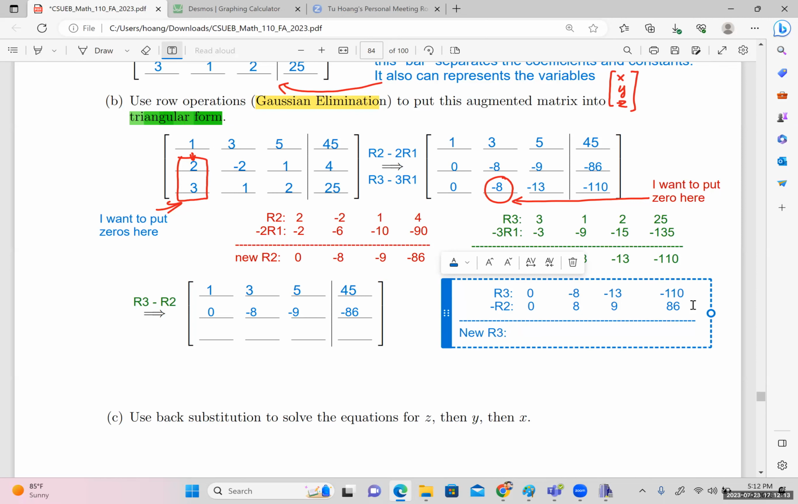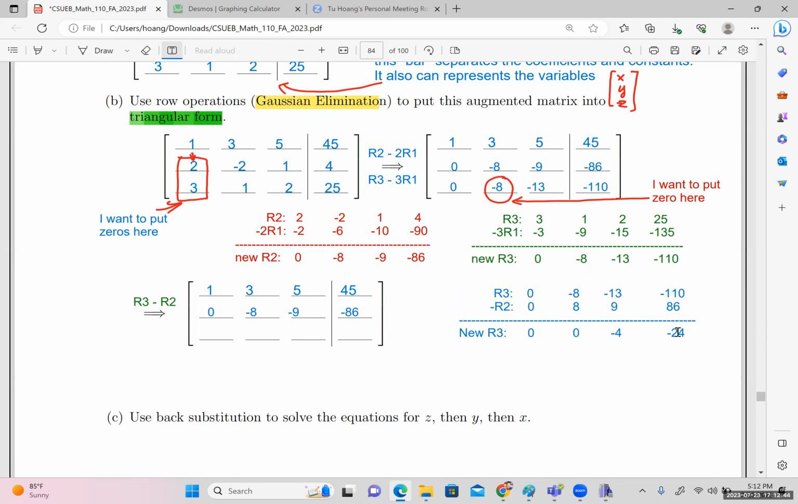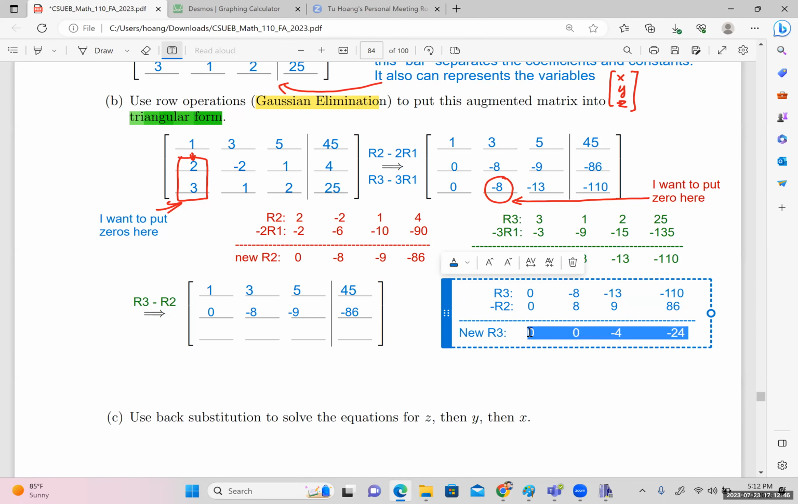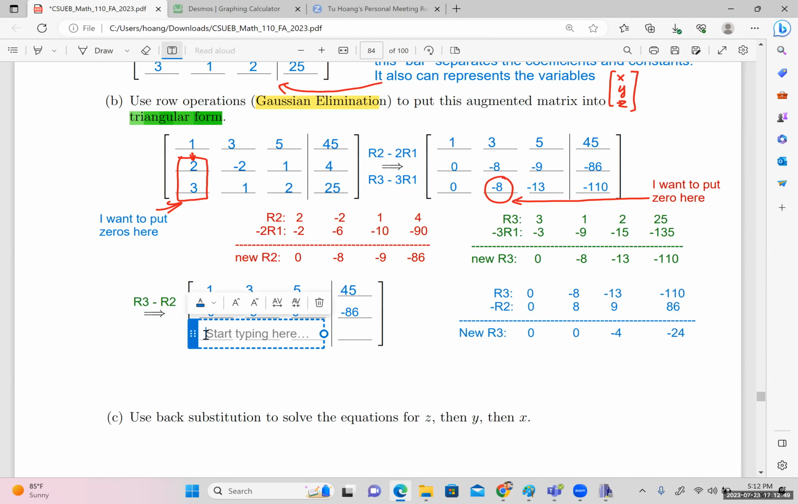We're going to have 0, 0. -13 plus 9 will be -8, right? Let me see. Make sure. -4. Sorry. And the last one will be -24. Okay, so we'll copy this one and put it out here. Here we go.